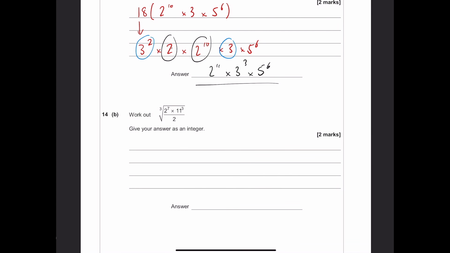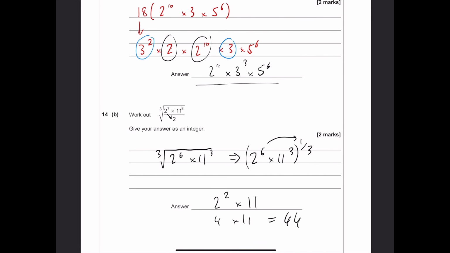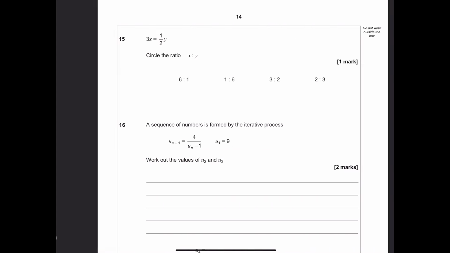Work out the cube root of this. We can simplify with this, so it's going to be the cube root of 2 to the 6 times 11 cubed. And the cube root of that is basically going to be dividing those powers by 3, ultimately. Because for those of you that do know this, we could also write this as the power of a third, which also means cube root. And then we multiply those powers across. So it's going to be 2 to the 2 multiplied by 11, and that's 4 times 11, which is equal to 44, because they want our answer as an integer.